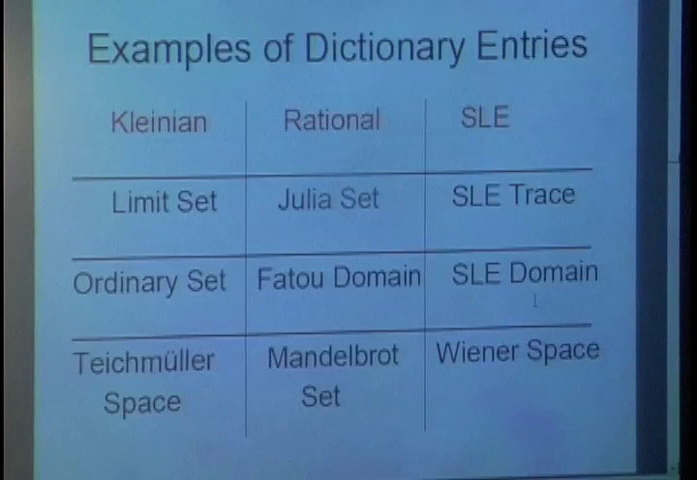But they can certainly all be approached, or certain aspects of them, by viewing them as all subjects in holomorphic dynamics. Now, not everything has to translate, right? So you have to be careful. So let's just look at what we've got here. So the first entry would be limit set for Kleinian group, Julia set for rational, and SLE trace. And it sort of all makes sense. We have pictures. They sort of look the same. We'll look at some more pictures.